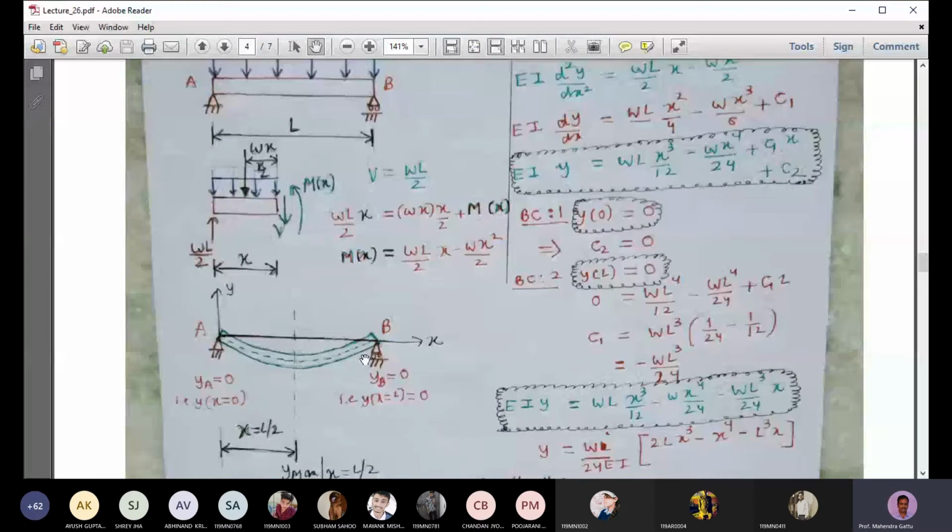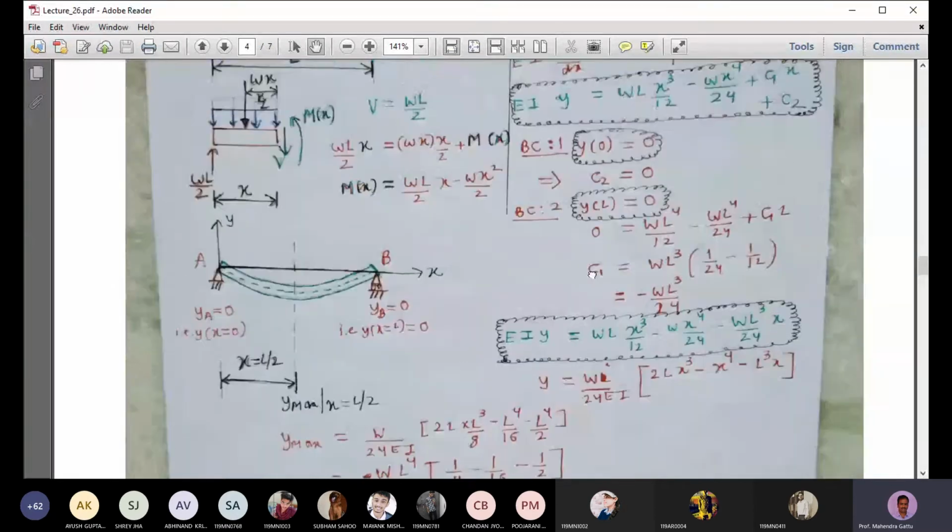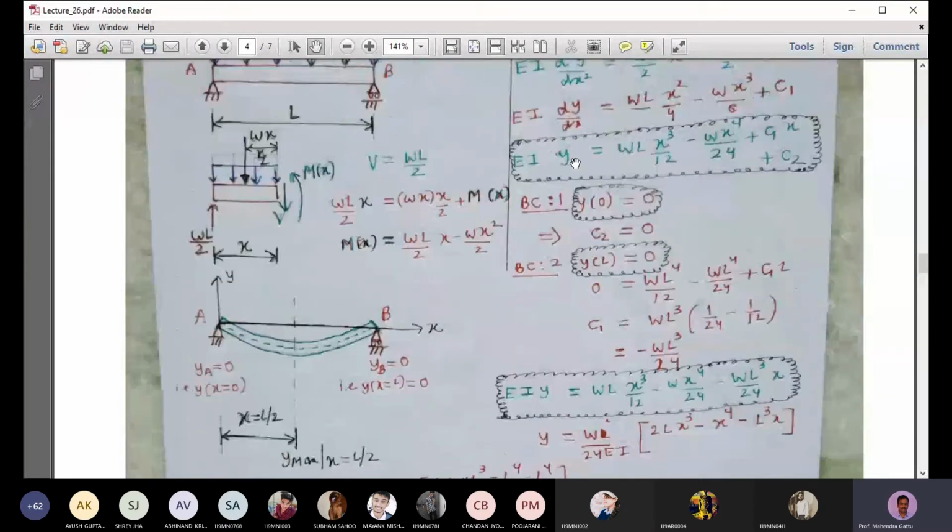If you look at this figure, the supports restrain the beam from deflecting in the y direction. So yA is 0 and yB is 0 there. So y at x equal to 0 is 0, and y at x equal to L is 0. We apply the first boundary condition, yA, that is y of 0 is 0. So the first three terms will vanish and we will be left with c2. So c2 is 0.